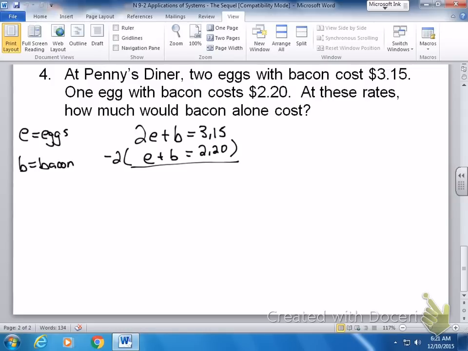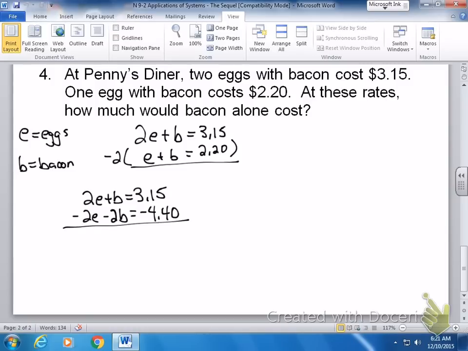I'm going to rewrite my equations. The top equation didn't change. 2E plus B equals 3.15. Now I just have to fix the bottom one. Negative 2 times E is negative 2E. Negative 2 times B is negative 2B. And negative 2 times 2.20 is negative $4.40.